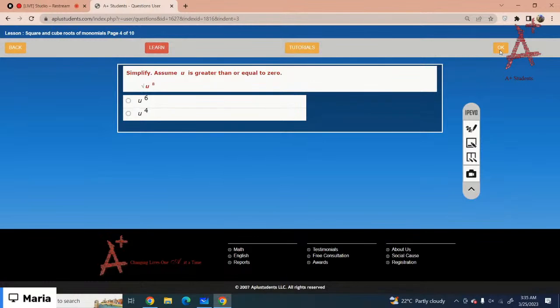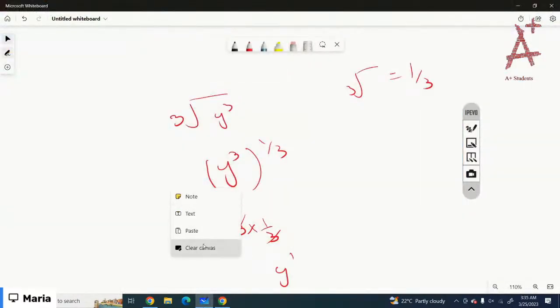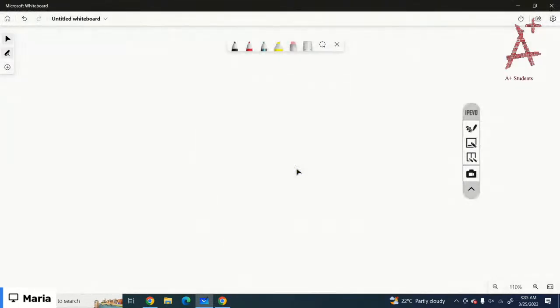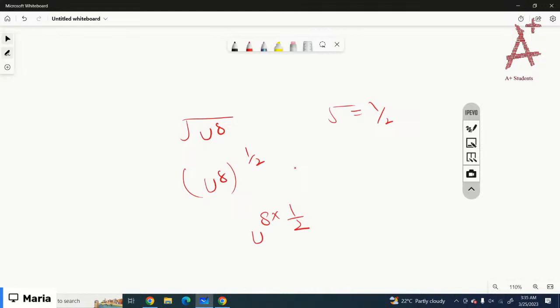Okay, the next one is square root u exponent 8. So square root equals 1 over 2. So it would be u exponent 8 and 1 over 2. Got it? Their exponents are going to multiply. It would be 8 times 1 over 2. So 2 times 4 is 8. So the correct option is u exponent 4. Got it?